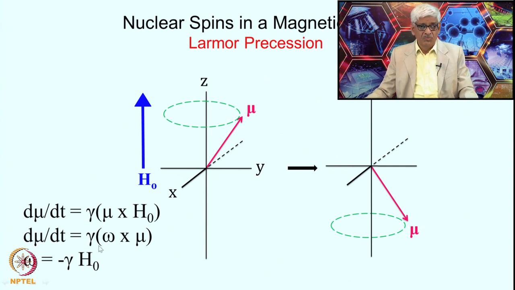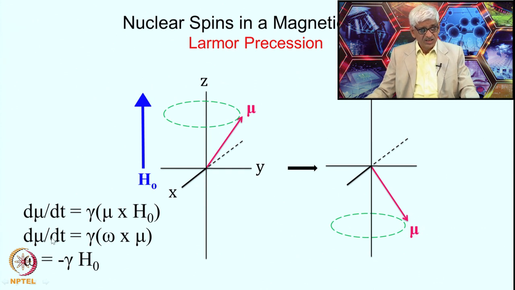Now, any angular motion of this type is written by an equation of this type. If you have an angular frequency omega for a vector mu, then you write d mu by dt is equal to gamma into omega times mu, and here the motion is assumed to be in the anticlockwise sense. This equation tells you that.